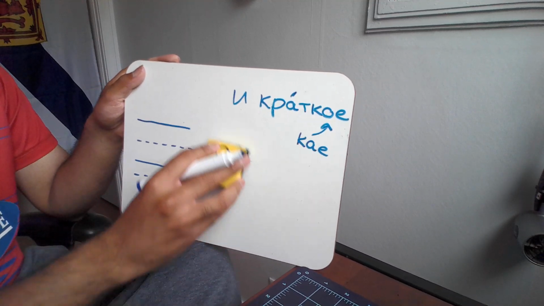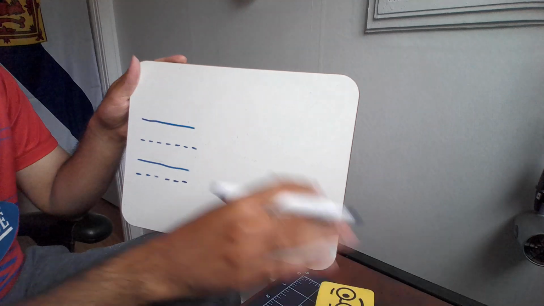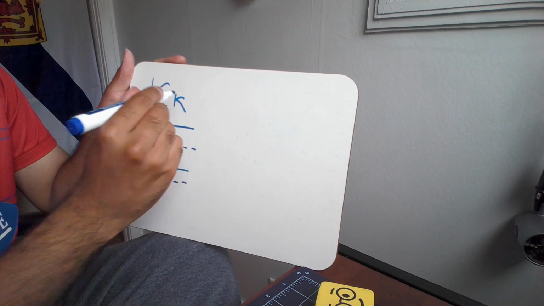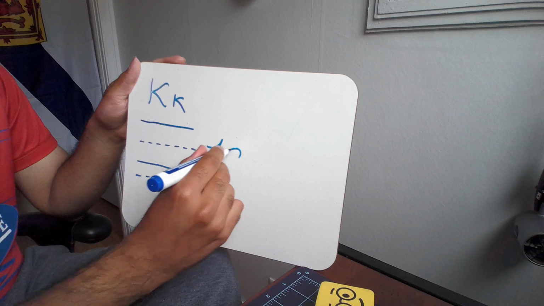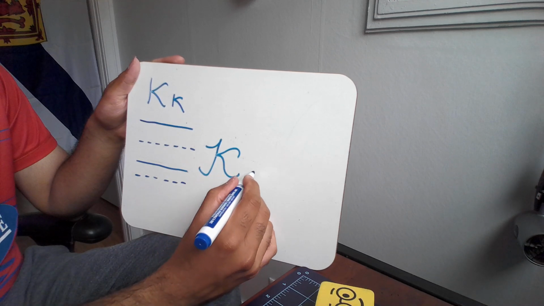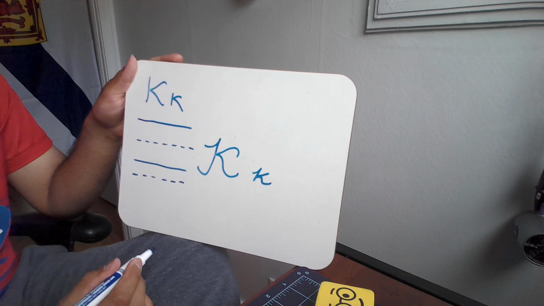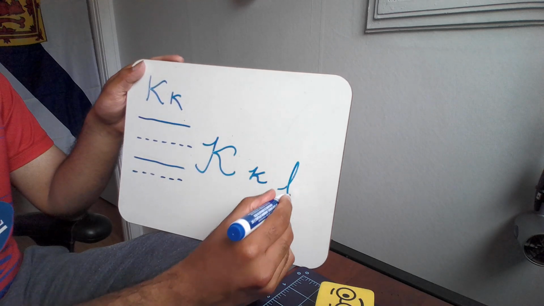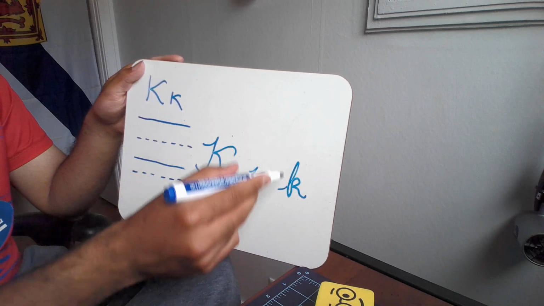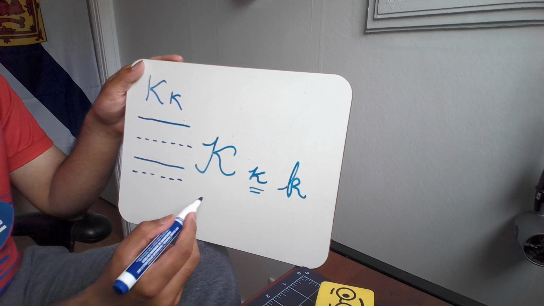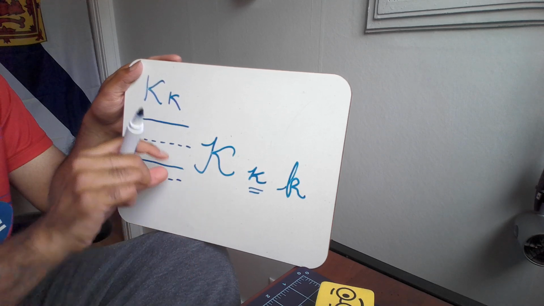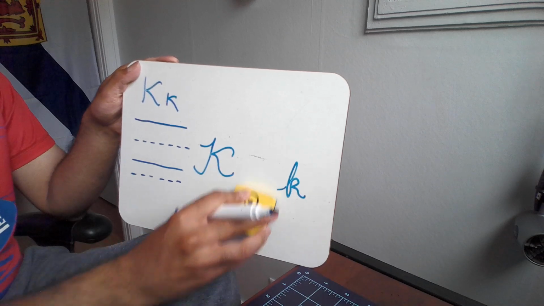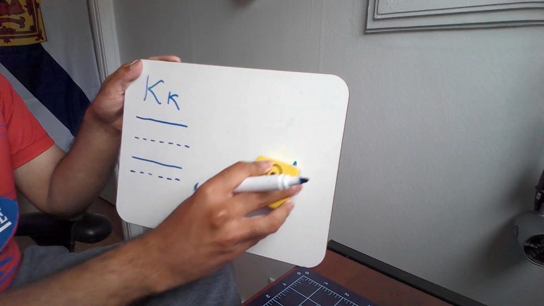Next letter is K. Capital form looks like this, and the lowercase form looks like just a smaller version of it. This is different from in English, where our lowercase k is also a tall letter. In Russian, the lowercase k is a smaller letter. It's only half the height of the taller one. So that's something to watch out for.